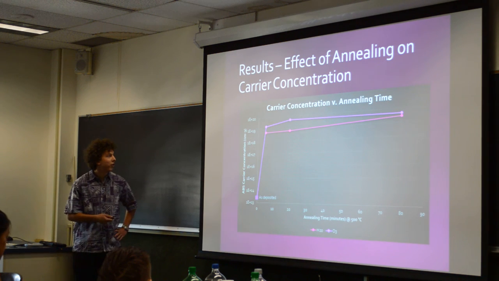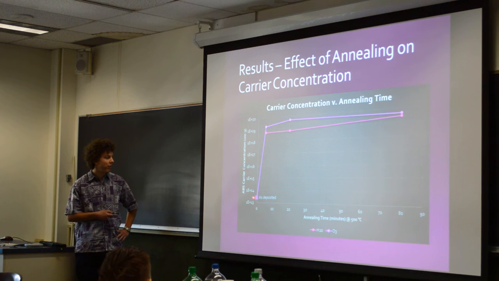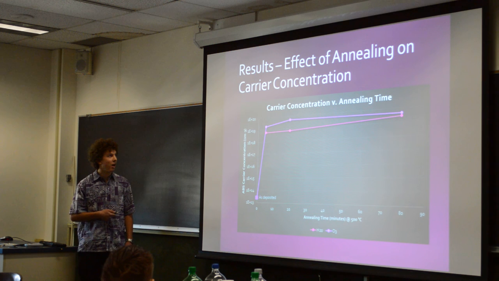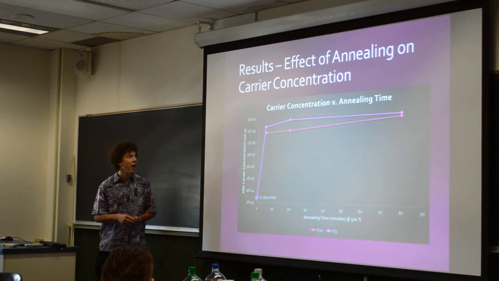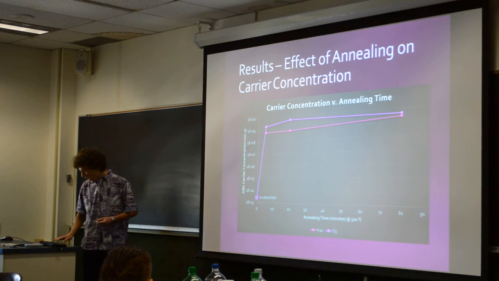The annealing also had a very substantial contribution to carrier concentration. As deposited, we were having a lot of trouble because our carrier concentrations were down in the 10 to the 13th range. Once we anneal, it shoots up to 10 to the 18th, 10 to the 19th, which is good. It's even a little bit high. Remember, we're trying to go for 10 to the 17th, 10 to the 18th.